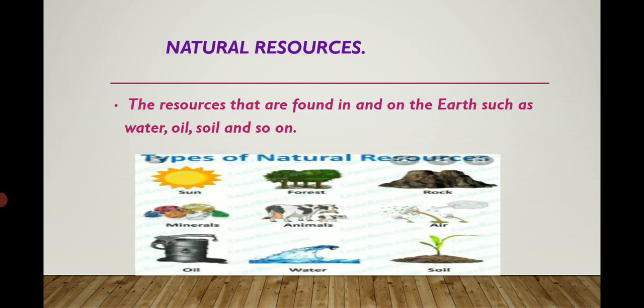First, we will discuss natural resources. These are the resources that are found in and on the earth, such as water, oil, soil, and so on. You can see the picture of the different types of natural resources like the sun, forest, rock, minerals, animals, air, oil, water, soil, etc.